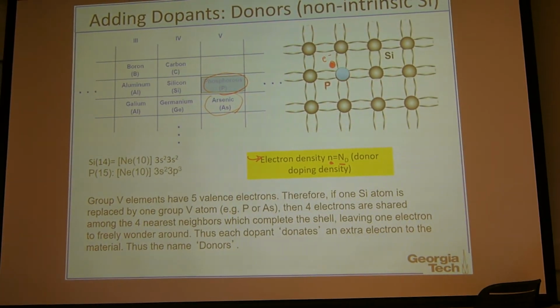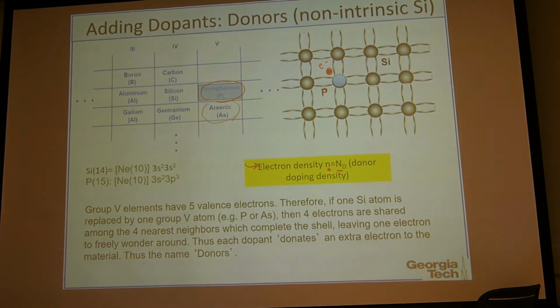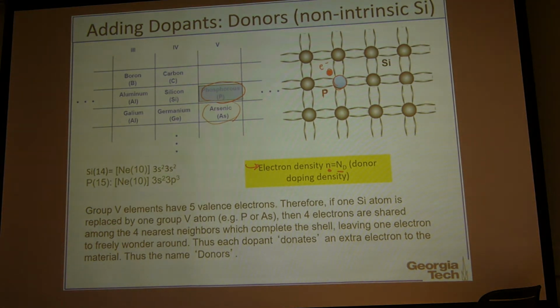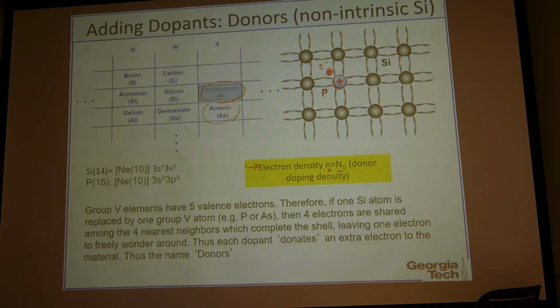For example, for the phosphorus, once it gives the additional electron, the core or the nucleus of the phosphorus will become positively charged. So here, it will become positively charged. That electron can move around, but in the phosphorus atom, there is a positive charge left behind. So the total material is still charge neutral, because you add an additional atom into the material, and that atom itself should be charge neutral.